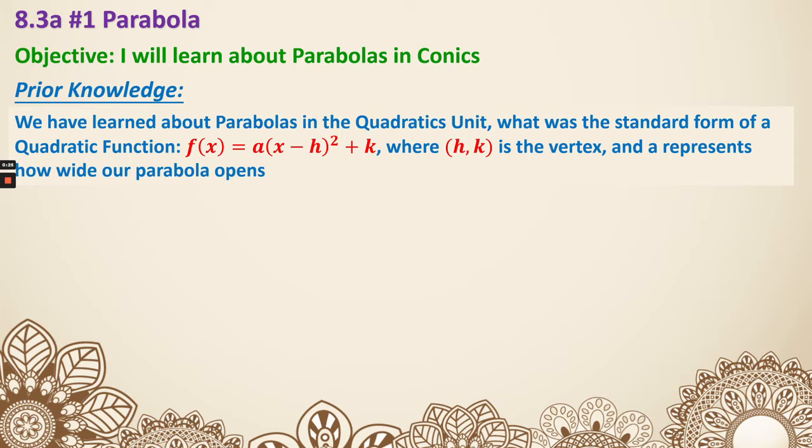What was the, it's actually asking for the vertex form, not the standard form. That's a typo. What was the vertex form of a quadratic function? It is right here: a times (x minus h) inside parentheses, squared, plus k. And of course, the h and k would be the vertex. The a represents how wide our parabola opens, because a is about whether it's stretching or shrinking. You remember when we learned about the transformations for these functions, that's what we have learned.